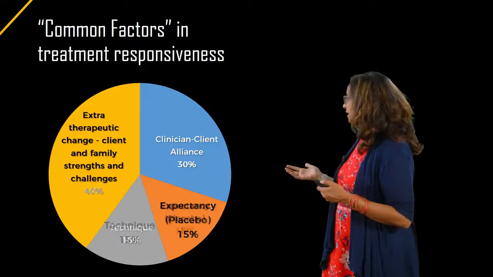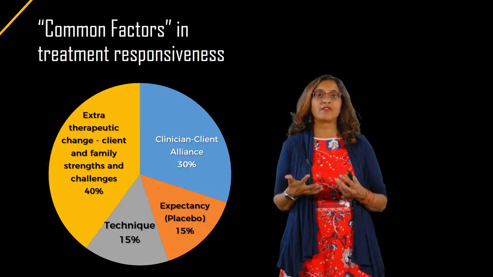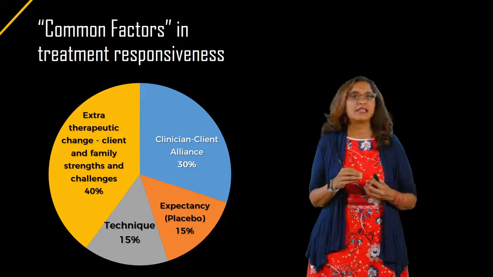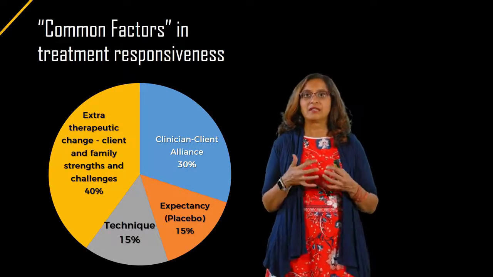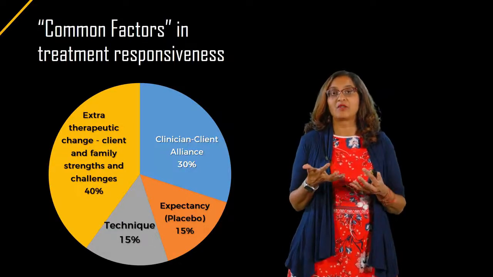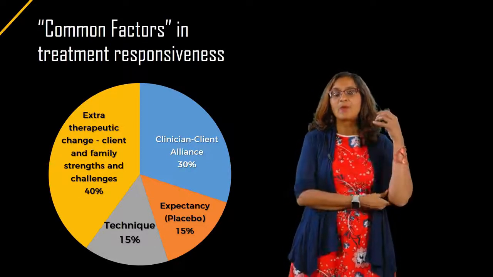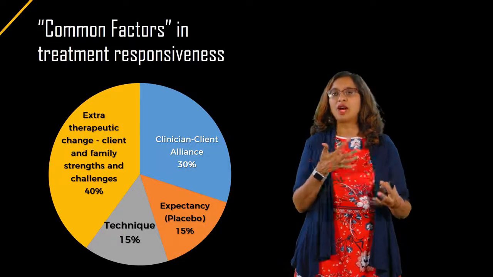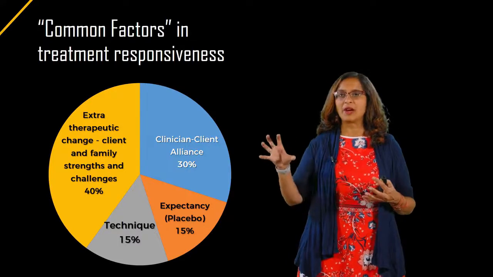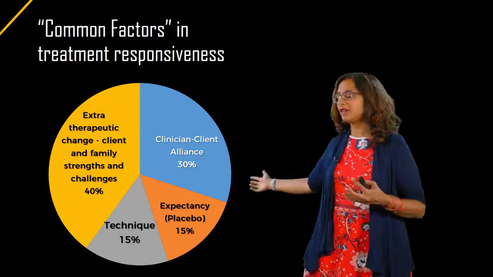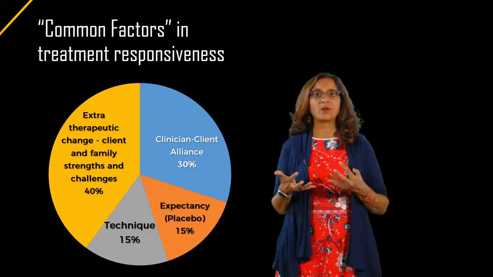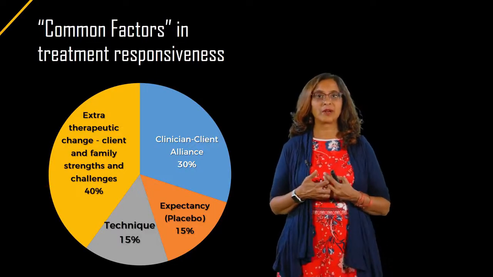The third is technique, which is about 15% of variance. So I want to make it clear here that I'm not saying the technique is not important. The technique we use in therapy needs to be evidence-based and needs to be the right technique for the client. In clinical education, we spend a lot of time teaching students how to build their technique, which is important, but it only accounts for 15% of the variance, as you can see on the pie chart. So we have to also look at other things that we can do to improve treatment outcomes.